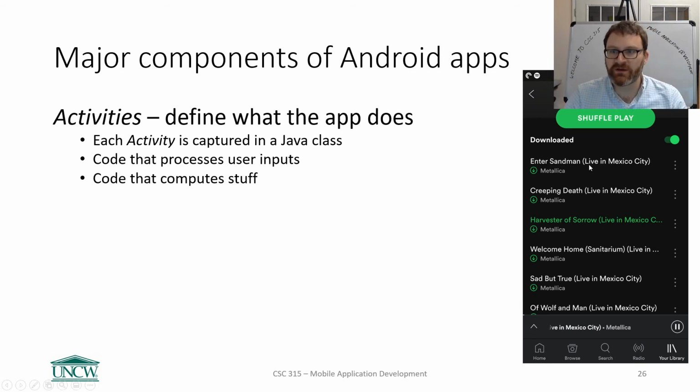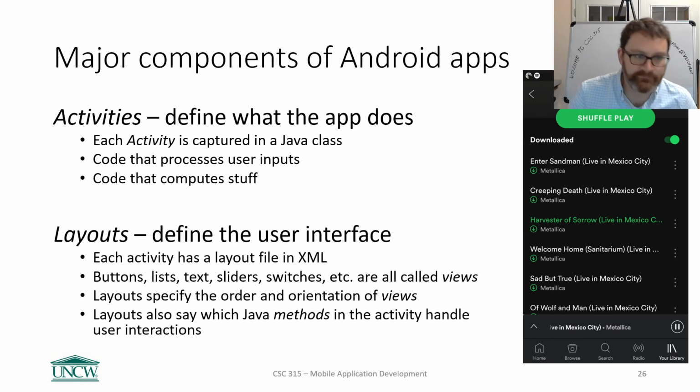So like here's Spotify, this is a playlist with some controls on it. This is one activity. If I were to tap, say, the name of this song here, and it would bring up song details on a new screen, that would be a different activity. So activities define what the app does, they roughly correspond to one screen on the app, and each activity is specified using one Java class per activity.